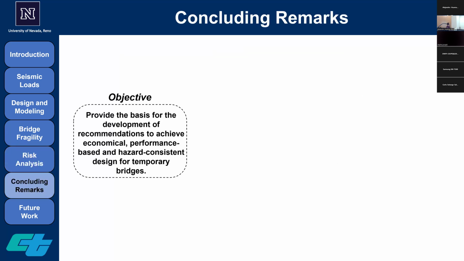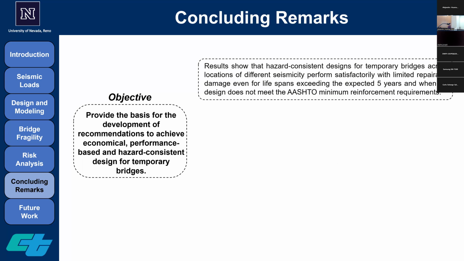Okay, so let's conclude. The main objective in our discussion was to provide a basis for developing recommendations to achieve an economical design based on the performance and current existing hazard at our sites. The sites are across different locations in the state of California, from high seismicity to low seismicity. The first takeaway shows that this hazard consistent approach that we use in our research is going to provide us satisfactory performance for our bridges.